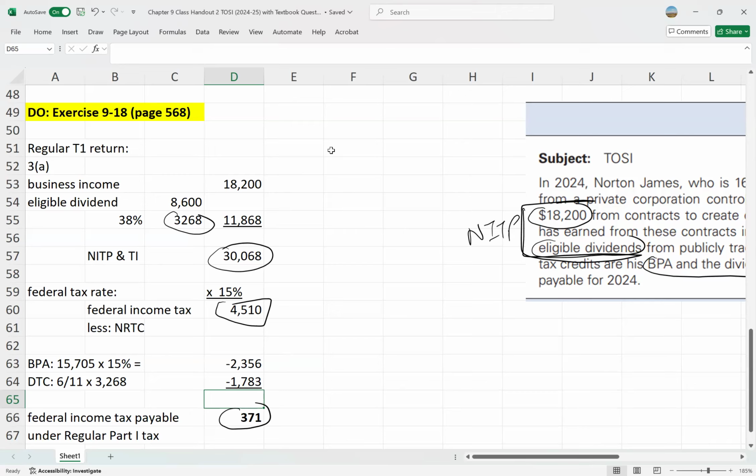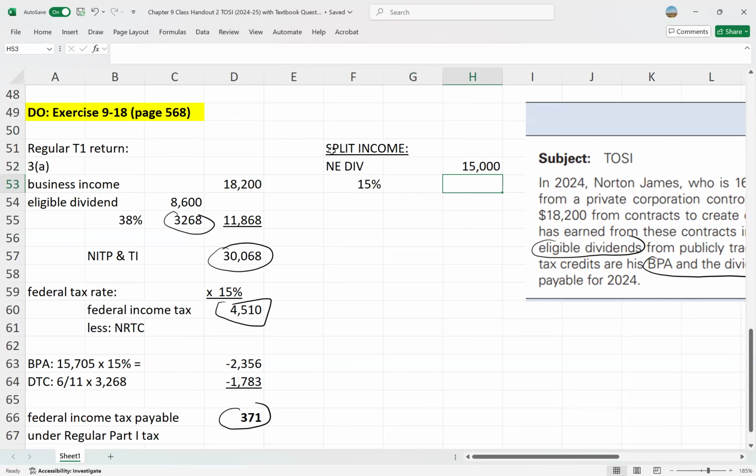Then we have the split income. So let's do the split income here. Is there enough room? Should be. So the split income was non-eligible dividends of 15,000. Now, for non-eligible dividends, the gross up is 15%. So we have a 15% gross up. That's going to be 2,250. So then our taxable dividend is going to be 17,250.